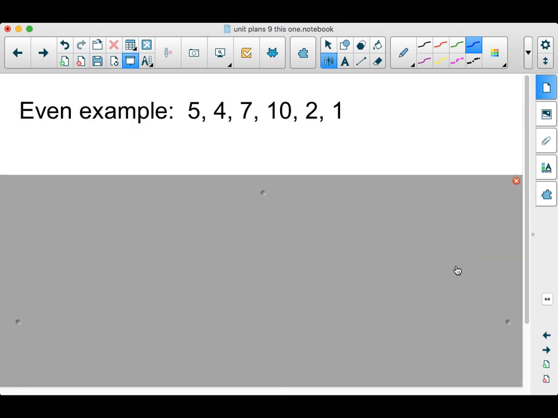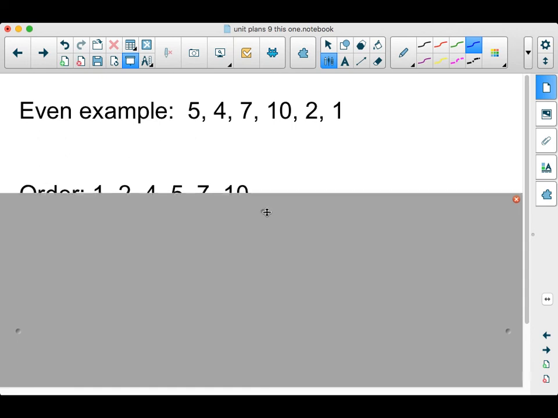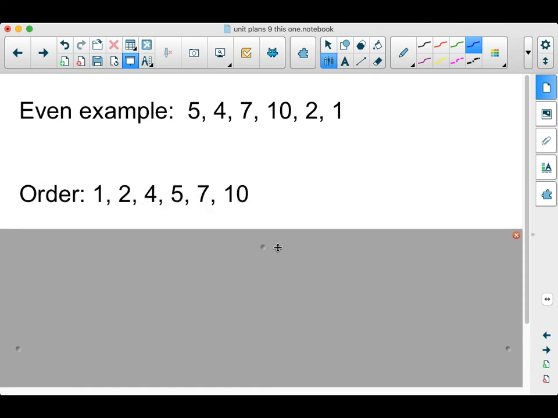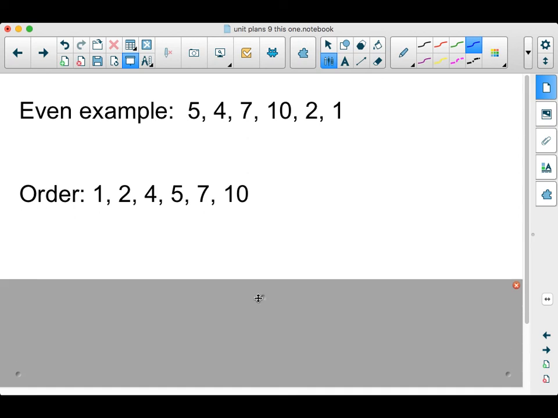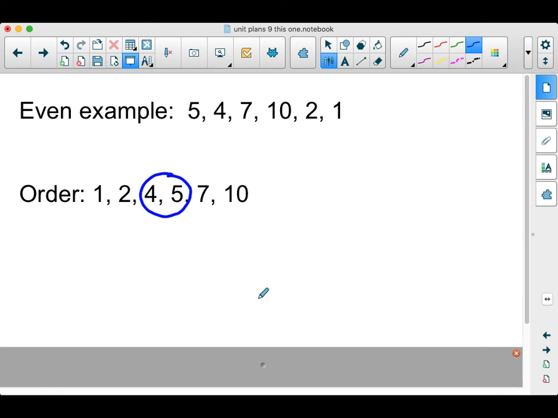So let's look at another even example. We have 6 data points here, but we start by ordering them from least to greatest or greatest to least. It doesn't really matter. Then I'm going to look at my middle 2 numbers. So the middle 2 numbers are 4 and 5 on this one. And I'm going to find the average of 4 and 5. So just go 4 plus 5, which is 9. Divide that by 2, and I would get 4.5 is the median of this data. You can get decimal points.